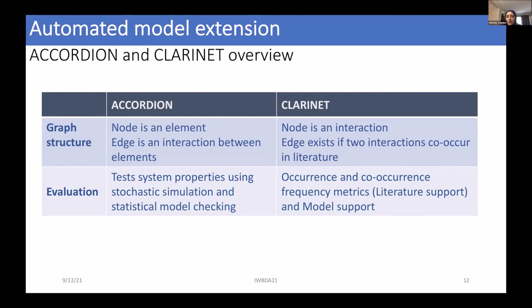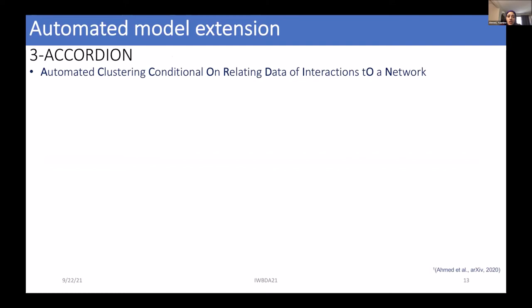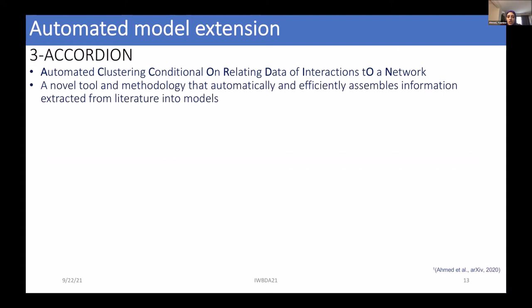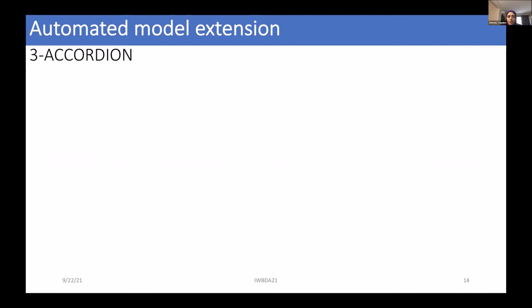So first, ACCORDION. ACCORDION stands for automated clustering, conditional on relating data of interactions to a network. This is a novel tool and methodology that automatically and efficiently assembles information extracted from literature into models. So this is the pipeline of ACCORDION.